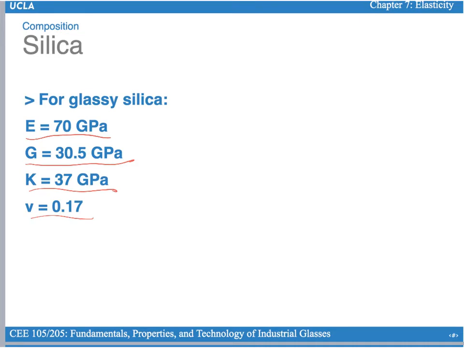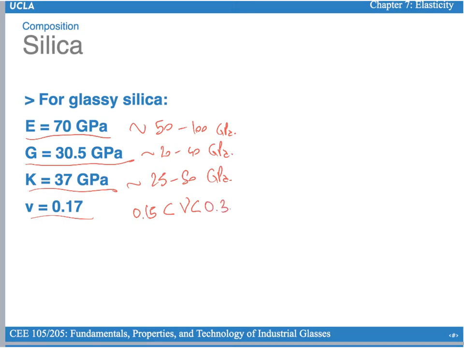Okay, so typically for silicate glasses, the Young's modulus will always be between 50 to around 100 gigapascal. Shear modulus between 20 to 40 gigapascal. Bulk modulus between 25 to 50 gigapascal. Okay, so those are typical orders of magnitude. Poisson's ratio can typically go between 0.15 up to 0.3. So those are the typical values.